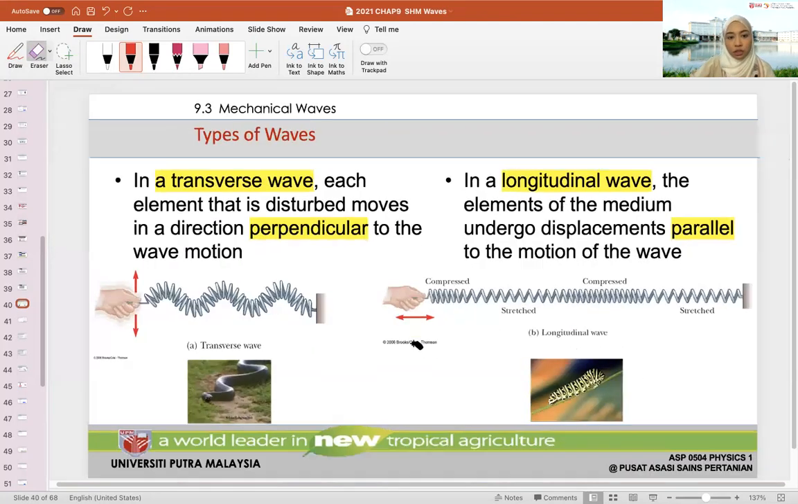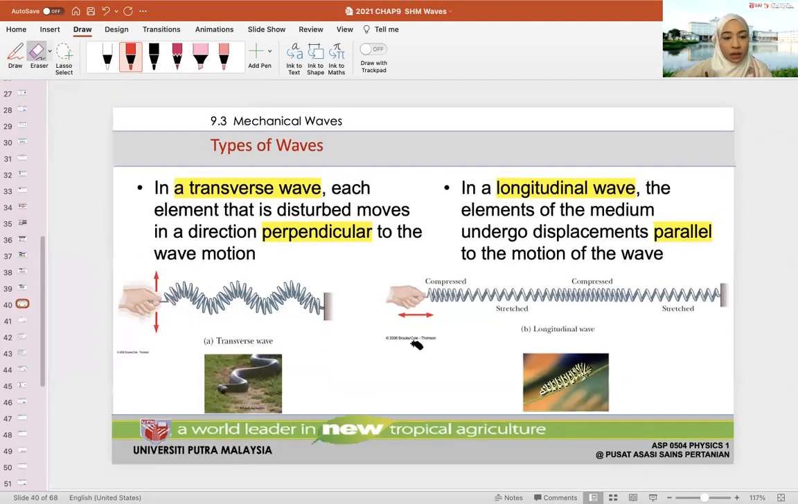Okay, so we have two types of waves that we need to learn. So the first one is called transverse wave. The second one is called longitudinal wave. For a transverse wave, we can imagine it like a string, and we're going up and down. So you would get something like this type of shape. So each element that is disturbed moves in a direction perpendicular to the wave motion.